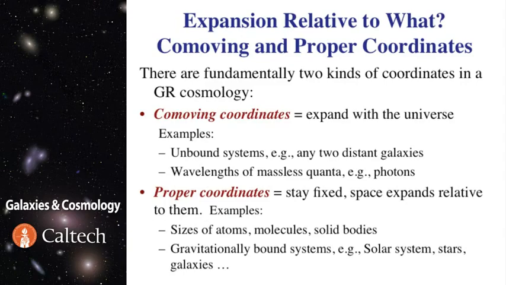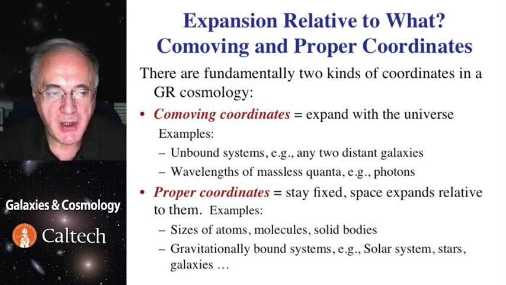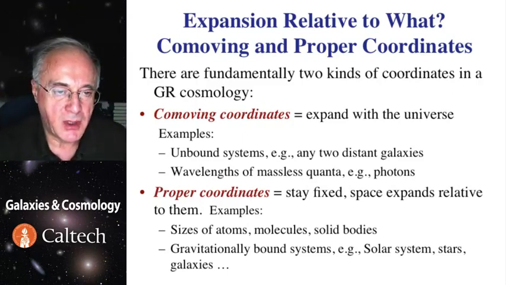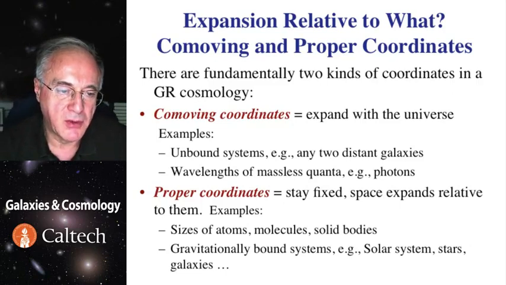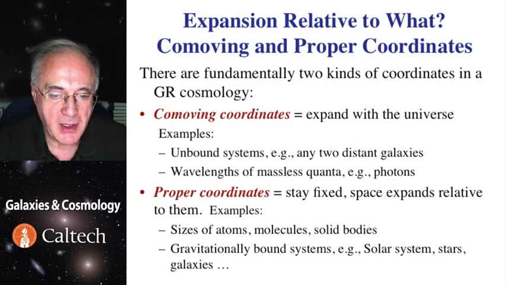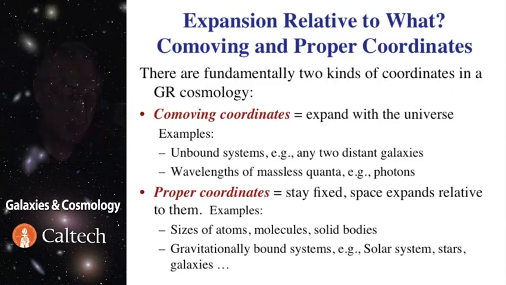Examples of those would be unbound systems, like any two distant galaxies that are not gravitationally bound together, or wavelengths of massless quanta, like photons. But they're expanding relative to what? There has to be a fixed set of coordinates, and those are called proper coordinates. This is what you usually think of as coordinates, which are fixed, and space expands relative to them. If it wasn't the case, we couldn't tell that there was an expansion because everything would be expanding.